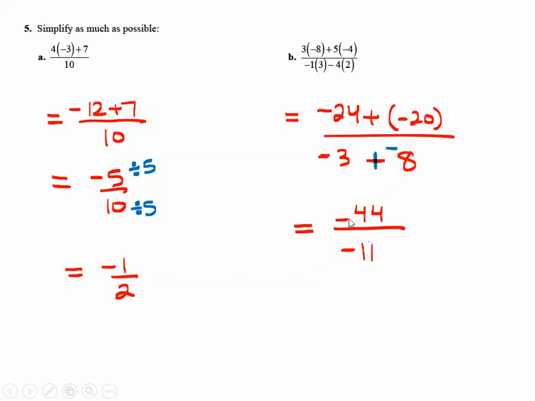Okay, and then with division, remember this negative on top was going to cancel with this negative on the bottom. So really it's 11. How many times is 11 going to 44, which is just 4.